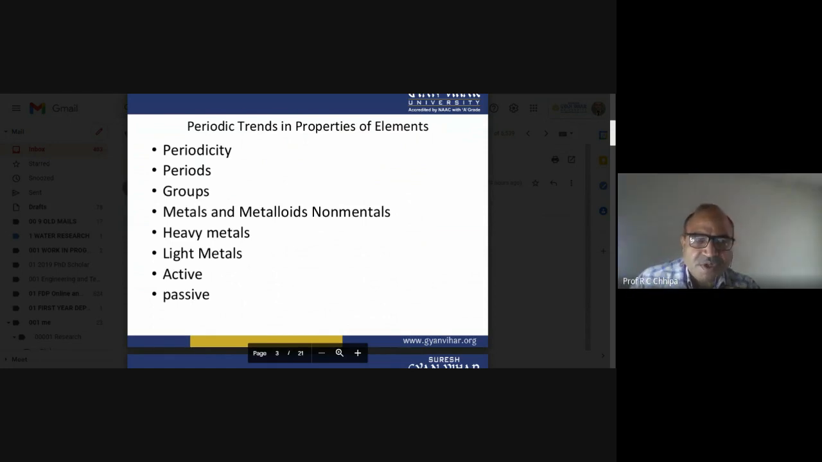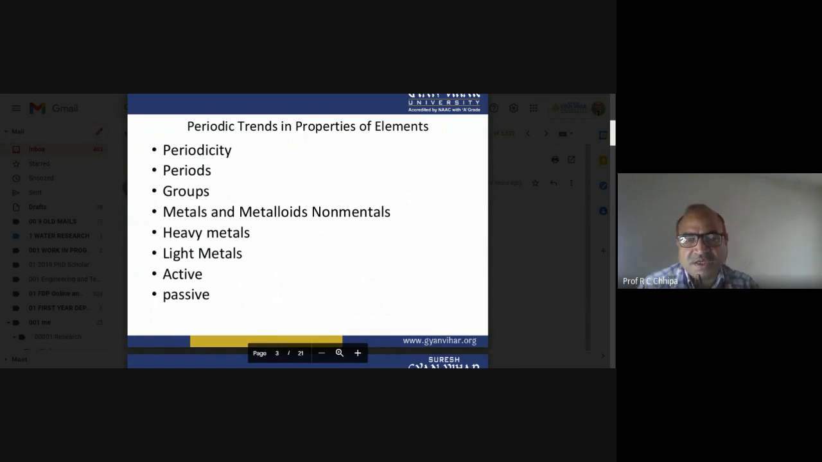Now we have the heavy metals, for example lead, tungsten, and rhenium. Very heavy metals are also there, and they relate to different technologies. Now we come towards the light metals, those that are light in weight. And then we have the activeness of the metals. Alkali metals are more and more reactive.